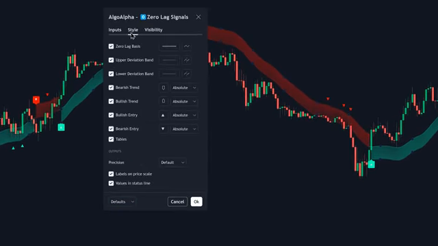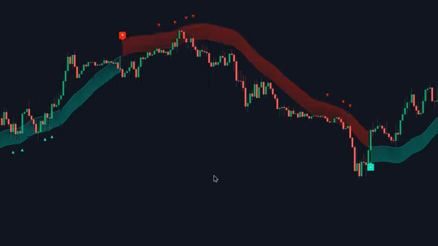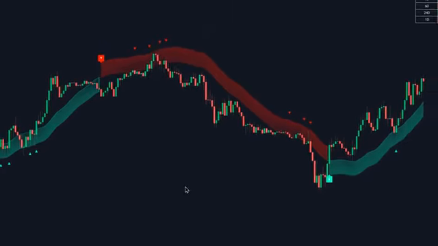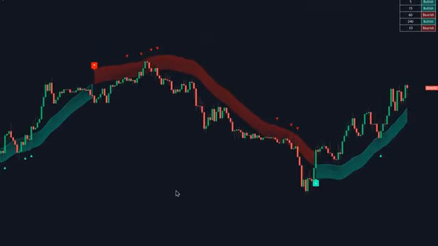The Style tab has several visual options that you can toggle on or off, but for the strategy I'm going to be showcasing in this video, I'm going to leave all the settings at the default values. After you've made your changes, click OK. Now, there are 2 methods of trading with this indicator. Number 1, trend reversals. Number 2, pullbacks.